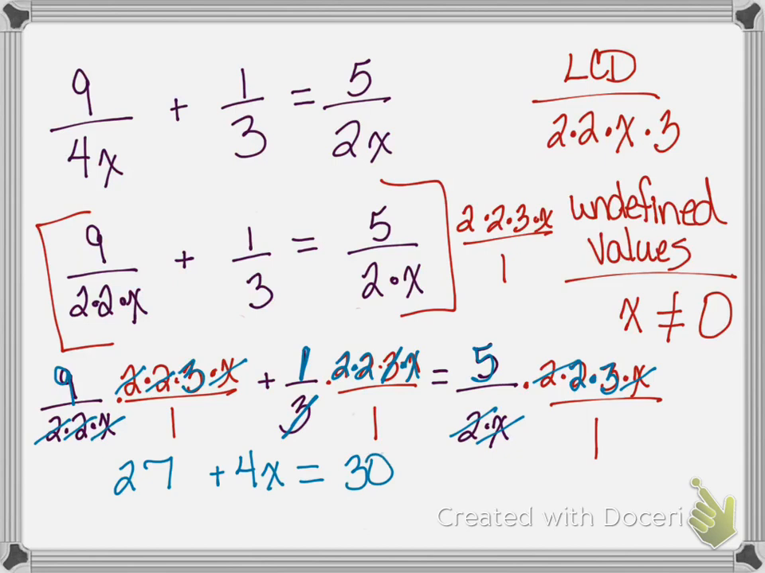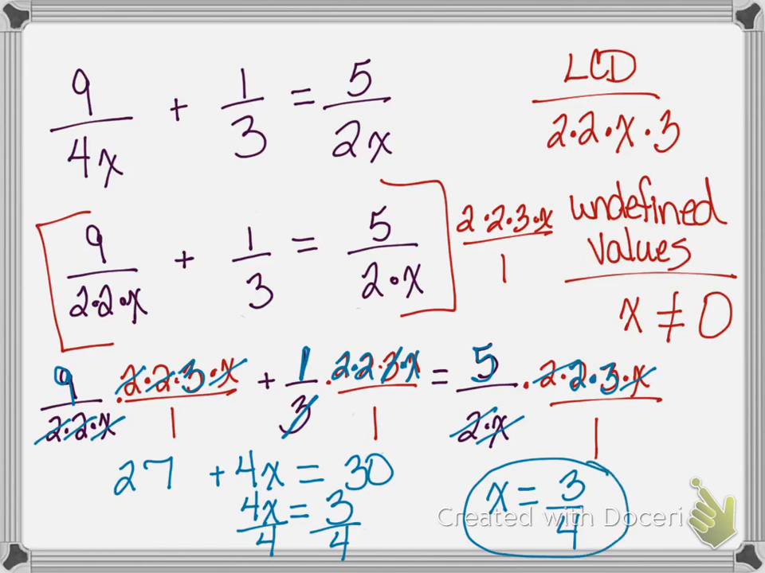Now we have a much simpler problem that can be solved. I subtract 27 from both sides. When I do that, I'm left with 4x equals 3. I divide both sides by 4. My final answer is x equals 3/4. Is that an undefined value? No, so we're good. My final answer is x equals 3/4.